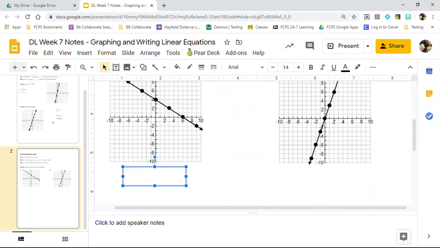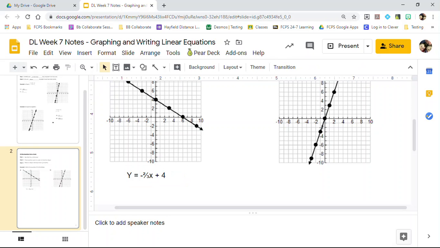So my equation is going to be y equals, it's negative slope, remember we had to go down 2, right 3, and then we started at a positive 4. Whoops, I forgot my x. Don't forget your x. There's my x. All right. So negative 2/3 x plus 4. All right, let's try this one over here.